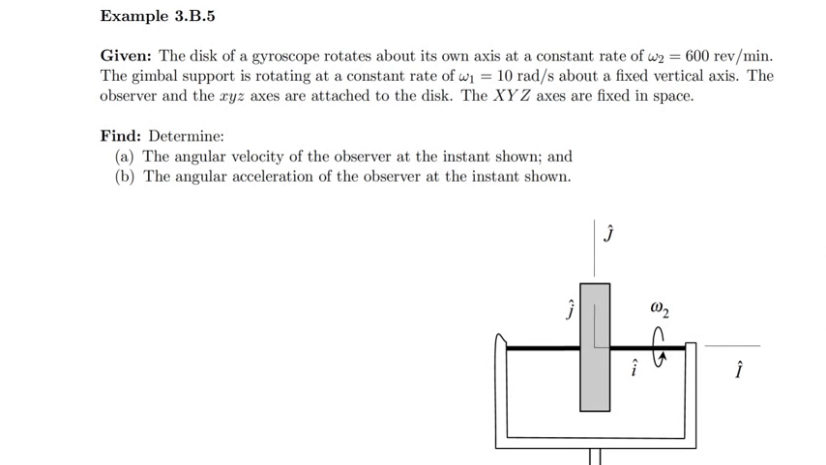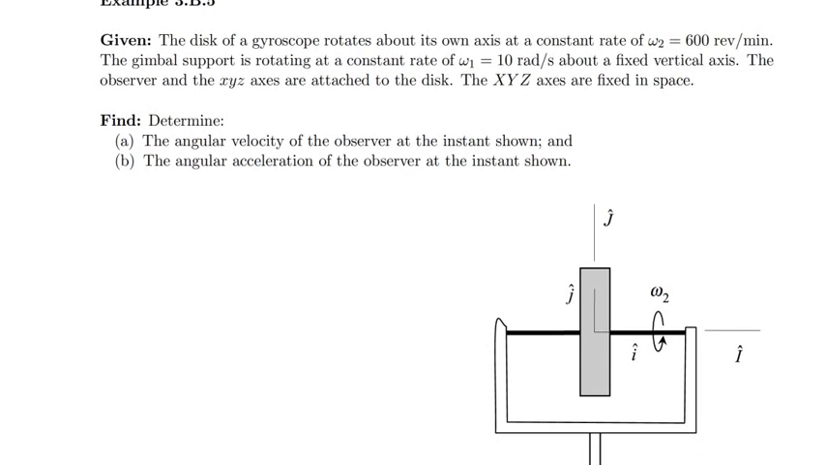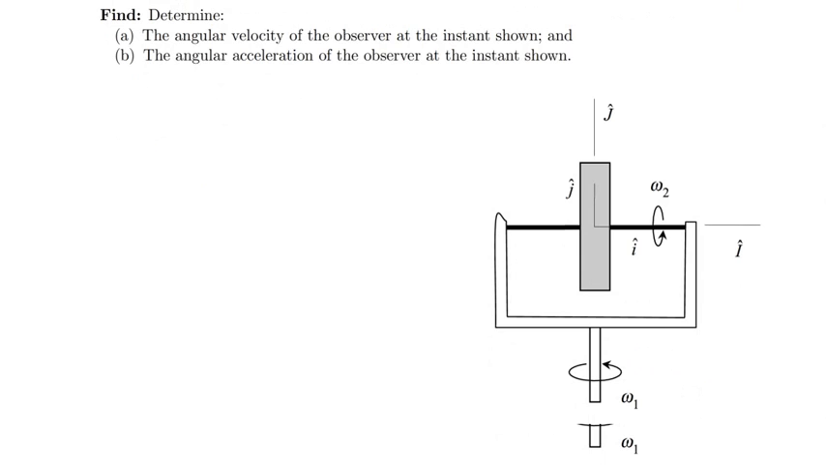Okay, so in this example, we're told that the disk of a gyroscope rotates about its own axis at a constant rate of omega 2, and that the gimbal support is rotating at a constant rate of omega 1 about a fixed vertical axis. We're told the observer and the little xyz axes are attached to the disk, and that the capital XYZ axes are fixed in space. Given this information, we're asked to find the angular velocity and angular acceleration of the observer at the instant shown.